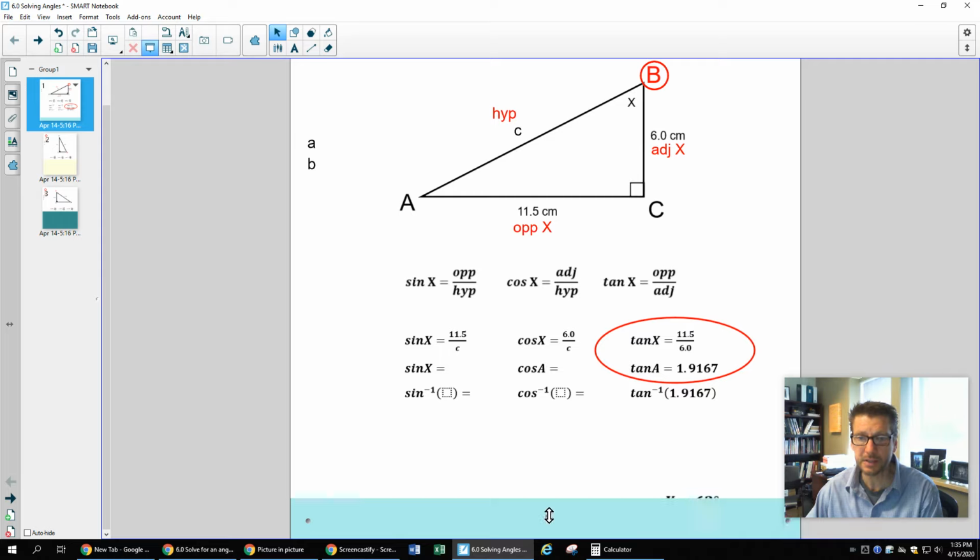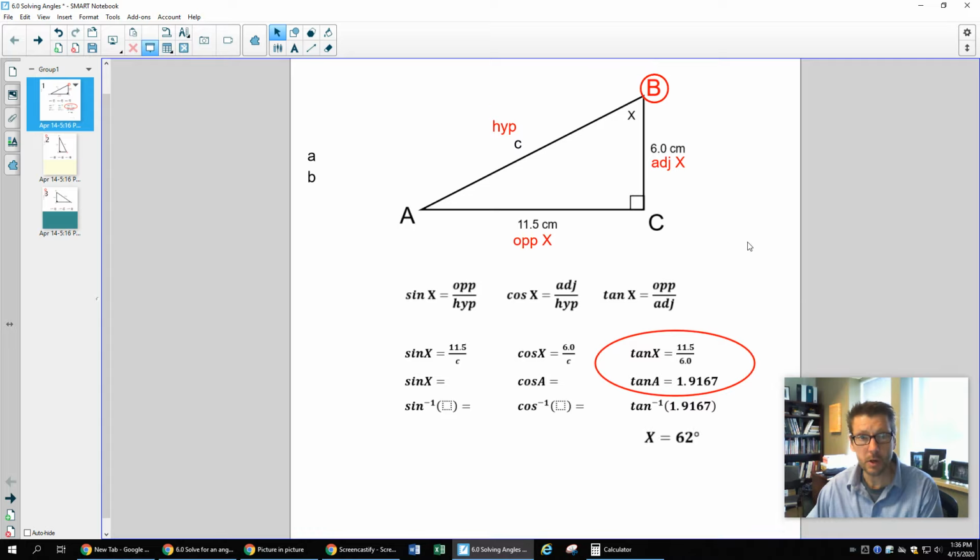So when I go tan minus 1, I should get my answer that x equals 62. So these are the steps I want us to go through on our 3 examples. Label the triangle: hypotenuse, opposite, adjacent. Again, that's all relative to angle x. Write the ratios: sine, cosine, and tangent.